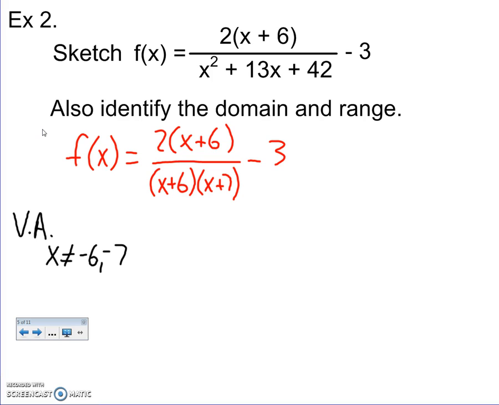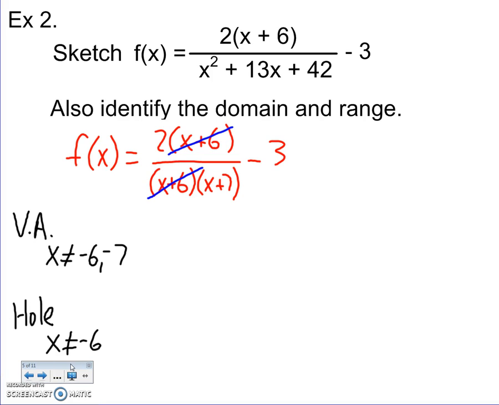Now, again, we're going to cancel out. Well, this x plus 6 cancels this x plus 6. So although we had a vertical asymptote before at negative 6, that's actually a hole. So we're going to move that down here. Let's cross this out. It moved. So only one vertical asymptote and one hole.